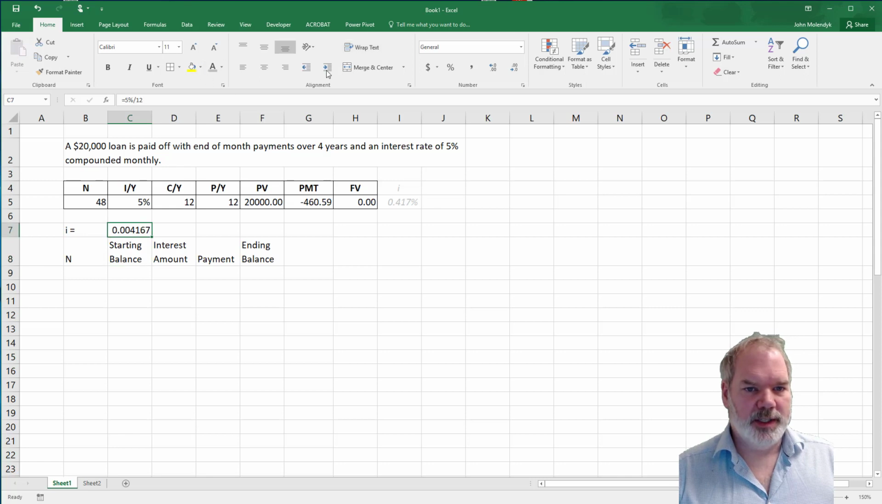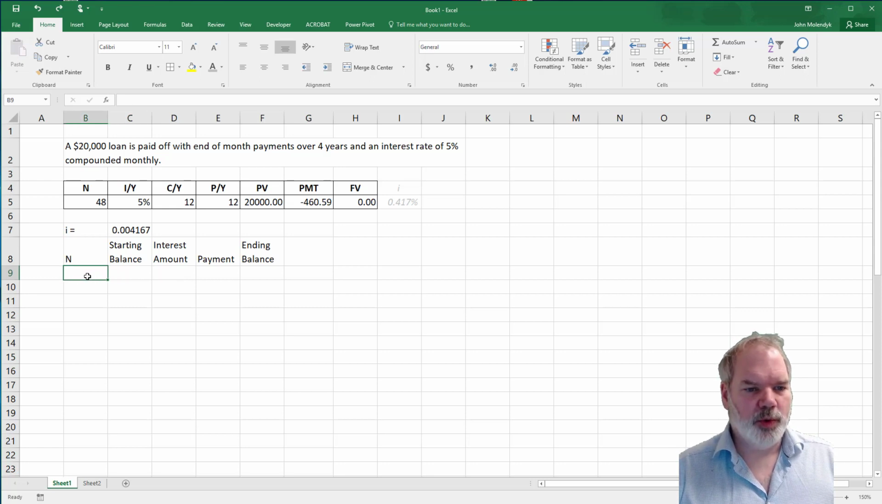We'd say this is 0.004167. If I want to see that as a percent, I can go up here, make that a percent, and add a few decimals. It's 0.417%. I'm going to keep it as a decimal, just because we're comfortable with that from before. All right, so now we've set everything up, we can actually start doing our amortization table.